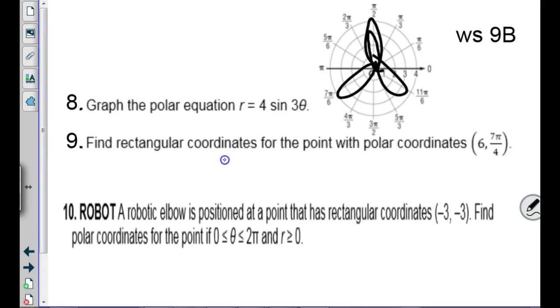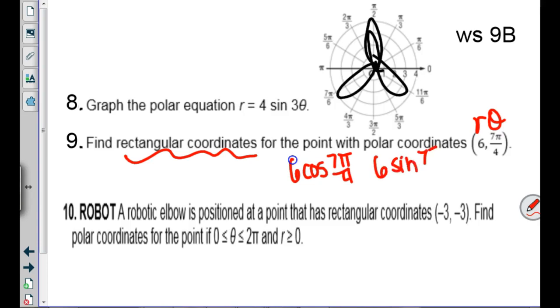Okay, this is what we did yesterday, though, if you were gone. How do you find the rectangular coordinates if you know an r and a theta? Grab your pink sheets. It's 6 cosine 7 pi over 4 and 6 sine 7 pi over 4. You go to the pink sheet. 7 pi over 4 cosine is square root of 2 over 2. Sine is negative square root of 2 over 2. So when you multiply those, you'll get 3 square roots of 2 and negative 3 square roots of 2.